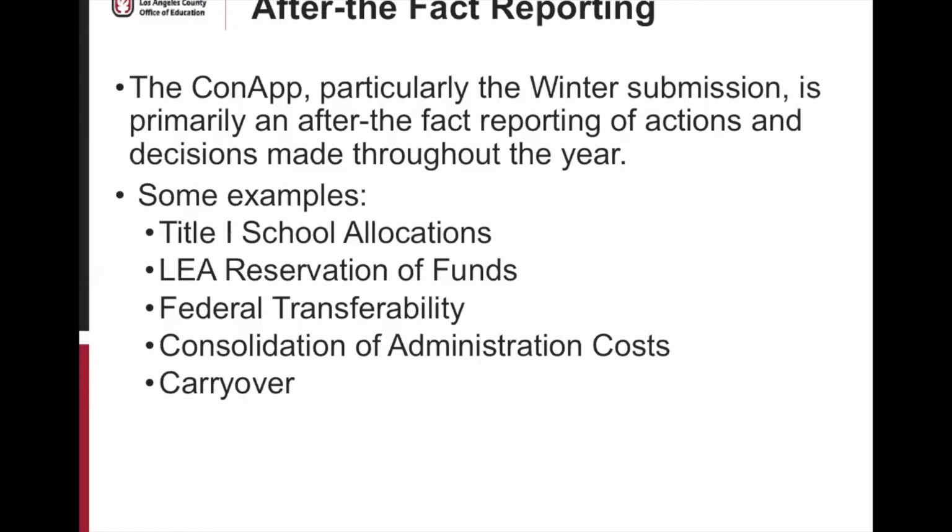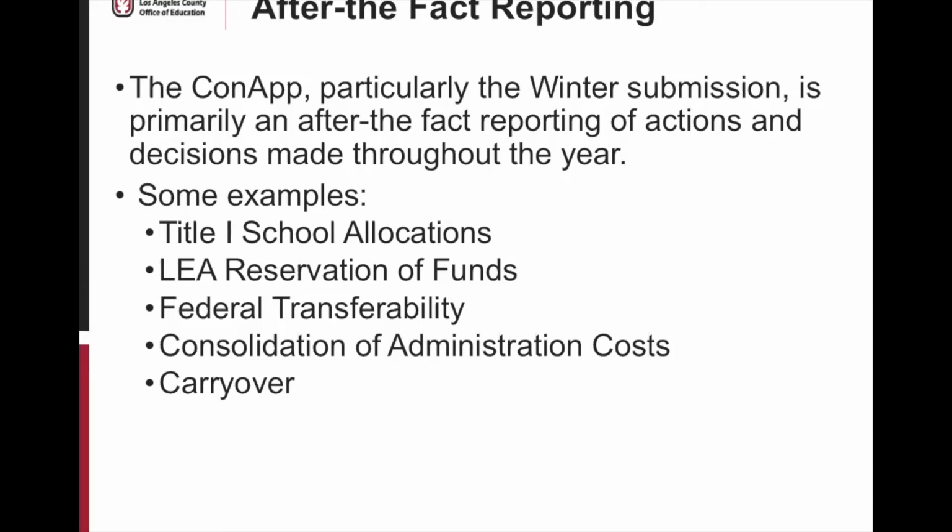Here's a few examples of those decisions that you make early and report in the winter CONAP. One is your Title I school allocations. Those are reported in the winter submission, how much money went to each school. Notice it's past tense, went, because schools should be ranked for Title I at the beginning of the year. The funds should go out to them based on initial estimates and updated periodically, and then that's reported in the application.